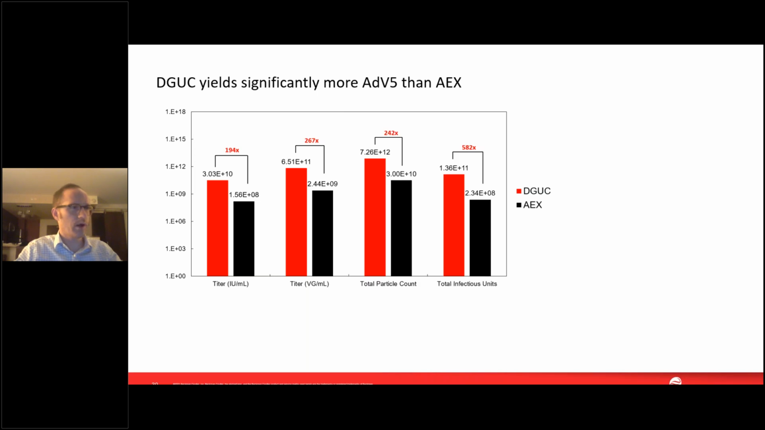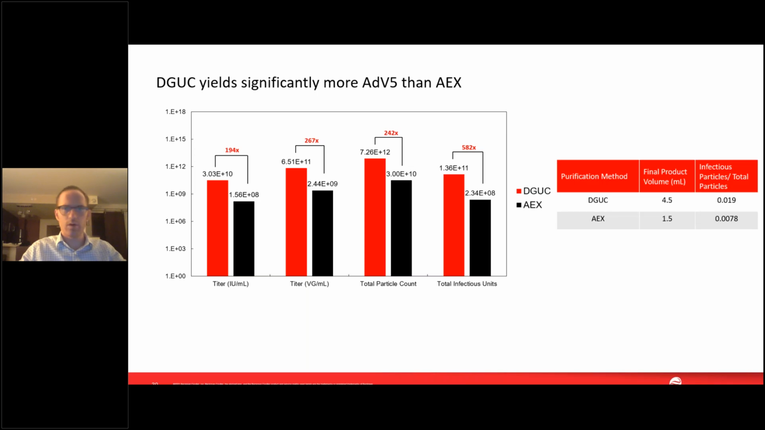And we also wanted to convert those values to look at the total particle counts, right? And it's even greater when you look at the total particle counts, right? We summarized the output here in this specific table, right? In terms of final product, we were able to get 4.5 mils with density gradient with a much higher infectious particles per total particle count than we were with the chromatography method.